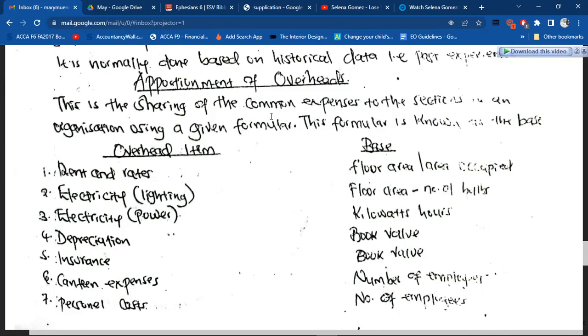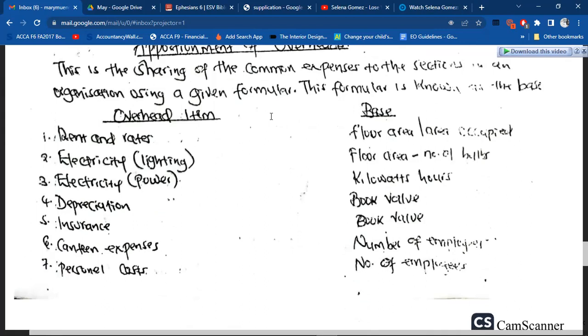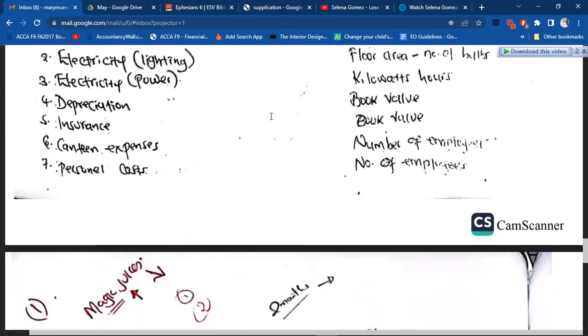So basically, we have to look at the value of that vehicle before we ascertain how much they are supposed to be paying for insurance. When you look at the canteen expense within the organization, we are going to attribute that cost using the number of employees. The personnel costs in an organization, we are also going to use the number of employees.